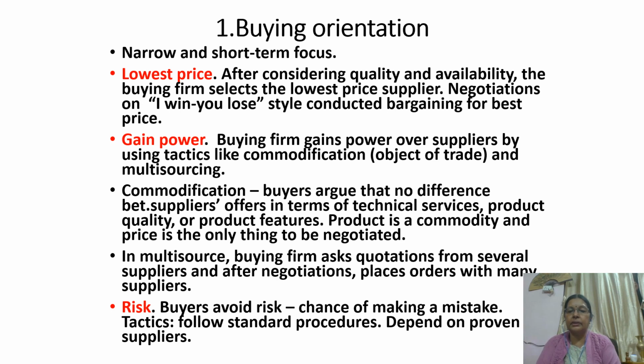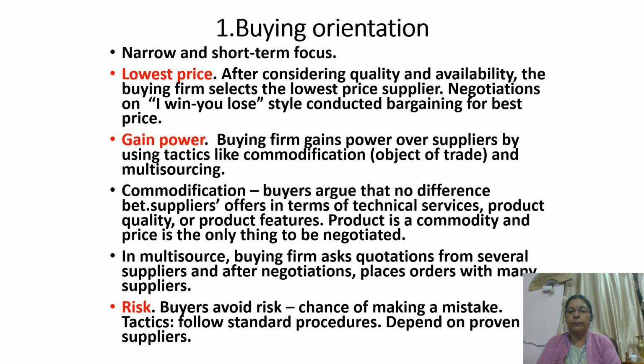Multi-sourcing is where the industrial customer sources from different suppliers and he negotiates with all the suppliers, places orders with them. So basically multi-sourcing and commodification are tactics where the business customer tries to gain control over the suppliers. The business customer also wants to avoid risk. He wants to avoid making a costly mistake. So he will follow standard purchase procedures which is being followed by his company, and he will also purchase only from proven suppliers.